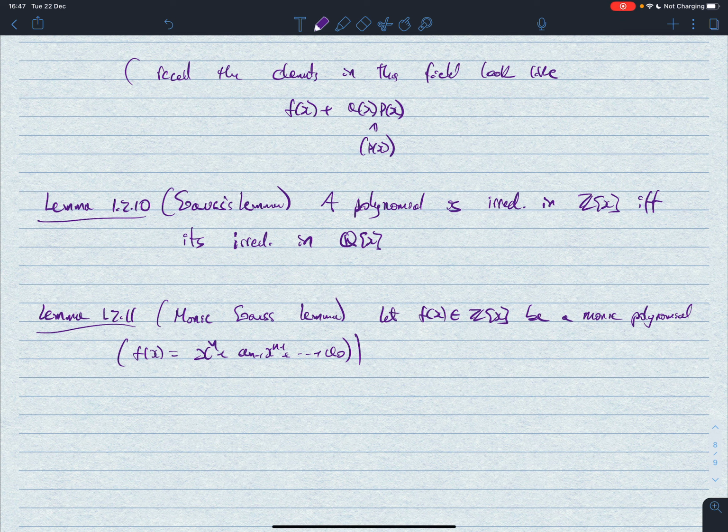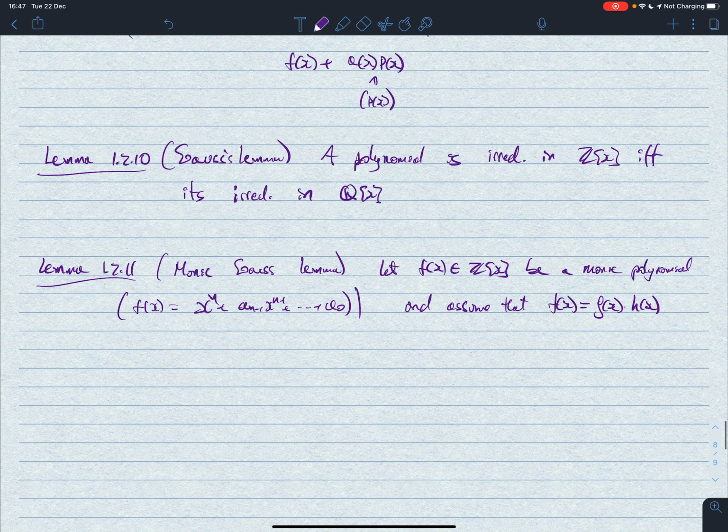So assume that we have a monic polynomial f, and assume that f(x) can be written as g(x) times h(x), with g(x), h(x) in Q[x]. You may want to say, although you can always multiply through to fix this, that I want g and h to be also monic. Then g and h are actually in Z[x].